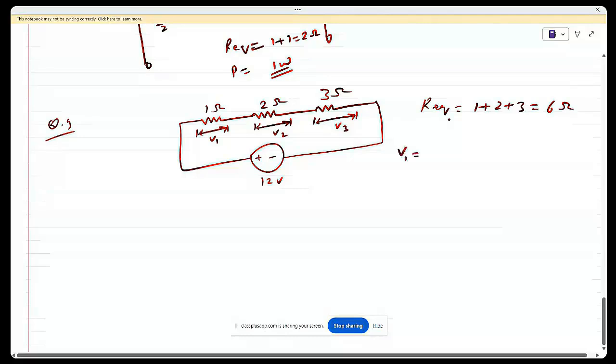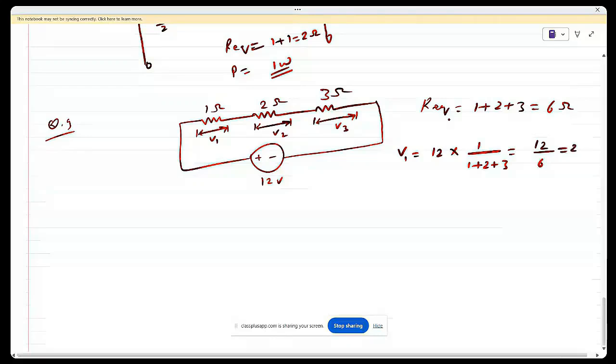So V1 will be total voltage into resistance, 1 ohm upon 1 plus 2 plus 3. So it is 12 upon 6, into 1. That is nothing but 2 volts.